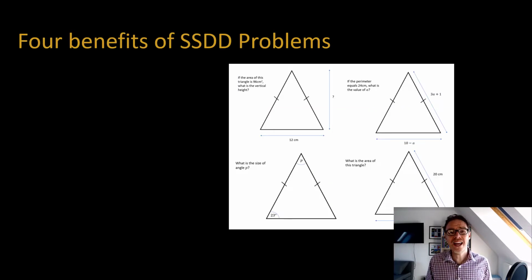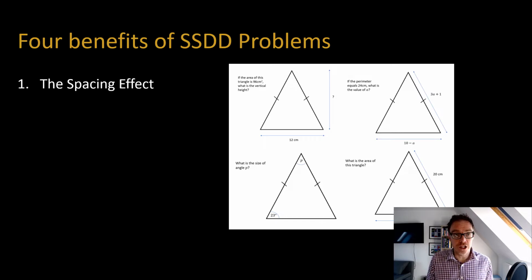So why do I think SSDD problems are a key component in the practice diet of students? Well, there are 4 reasons for this. The first is, as a bit of a freebie, you get the spacing effect. So instead of giving students 4 questions based on the thing that they've literally just studied, almost without being able to avoid it, you're exposing students to things that they've learnt at some point in the past.